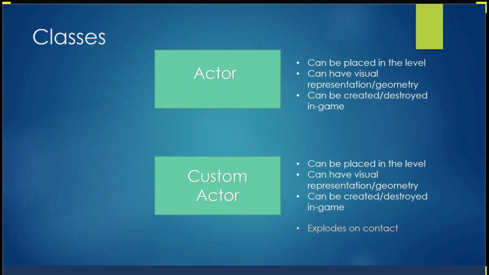In addition, we give our custom actor its unique functionality. For example, we may want some sort of explosive that will explode on contact in the game, so we can easily create a new type of actor that has the ability to be placed in a level, have visual geometry added to it, and be created and destroyed. And we can also add features to make it explode, if that's what we want, so that we understand the classes itself.